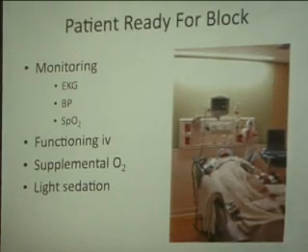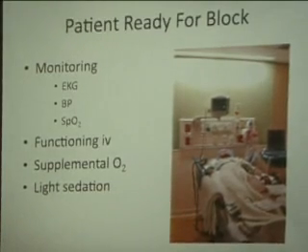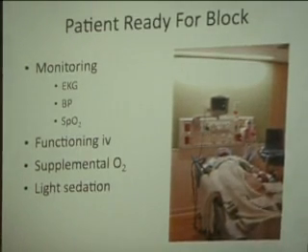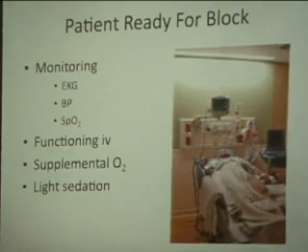So here's a patient that is ready for a block. He's hooked onto all his monitors: EKG, blood pressure cuff, saturation monitor. He has a running IV, and we've given him some supplemental oxygen and a mild sedation, because you don't want to give deep sedation. You might mask some of the symptoms of local toxicity.